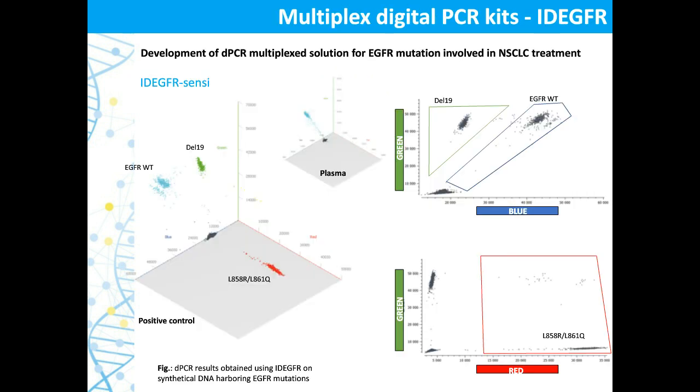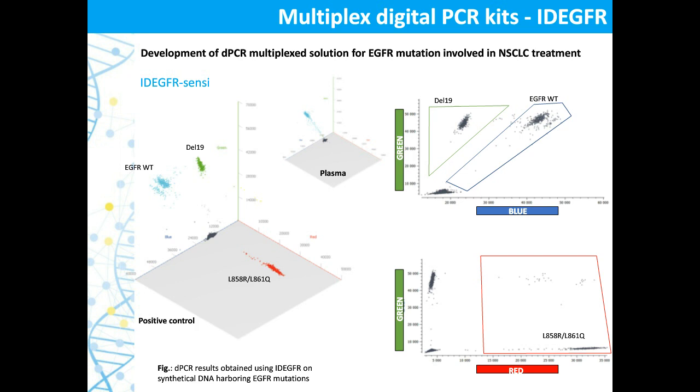So here's an example of the ID EGFR for the sensitive mutations, so mutation in the exon 21 and 19. On the right, you have 3D projections of our positive controls. You can see in the red population, it's the deletions of the exon 19. In light blue, you have the EGFR wild type, and in red, you have the mutation in exon 21, so L858R and the L861Q. The small 3D projections show you a plasma which is wild type, so you only end up with the EGFR wild type population in light blue.